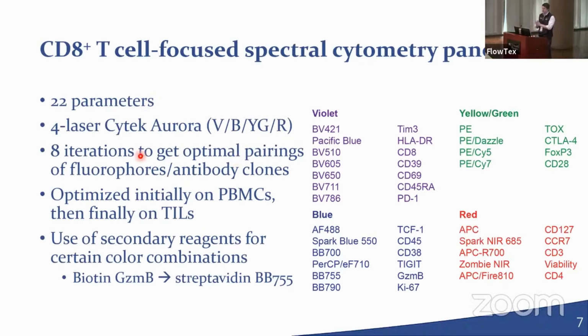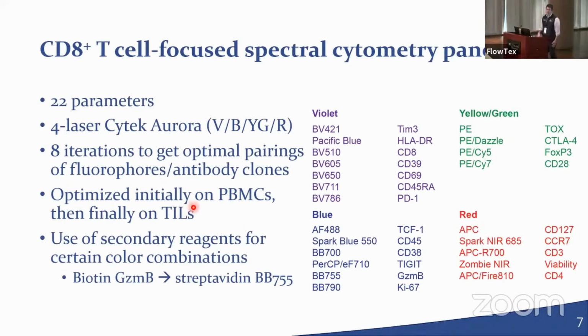It took us 8 iterations to get optimal pairing. So that's essentially just moving colors around. Of course, we were titrating and things like that. And you'll probably see here, if you look at this, there is space where you could put in something spectrally, but almost all of these markers are co-expressed. Almost all of these are on T cells, especially on exhausted T cells.